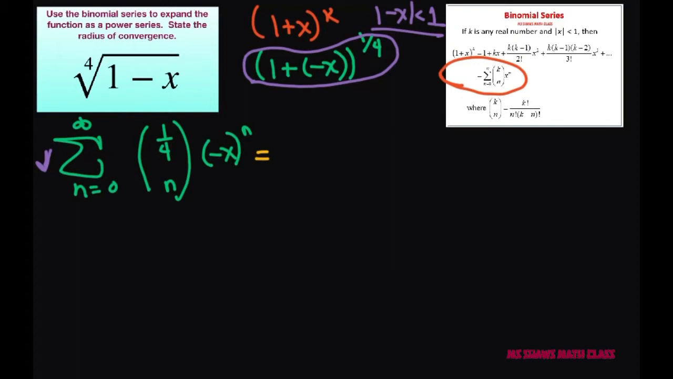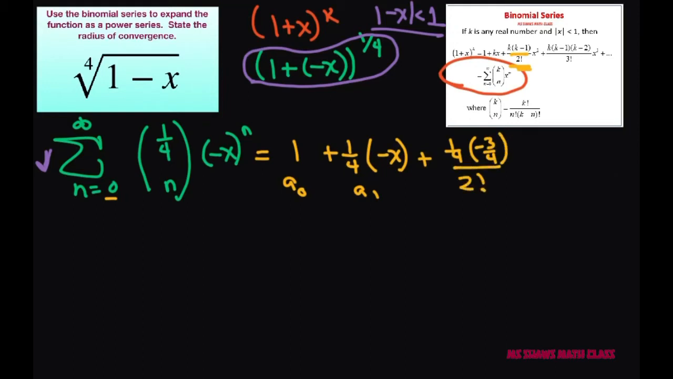This is going to equal, for your first term, we're starting at 0, so we're doing a sub 0. So our first term is going to be 1, then plus 1/4 times negative x, then plus k. Now this term here is going to be 1/4 times 1/4 minus 1. 1/4 minus 1 is negative 3/4. And then you divide that by 2 factorial, and then we still have negative x squared.